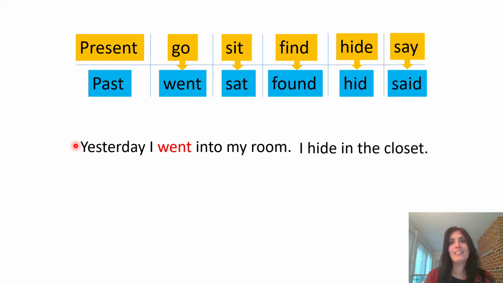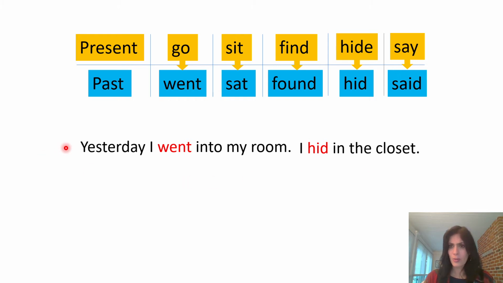Let's take a look at another example. This sentence reads, I hide in the closet. Here's our verb right here, hide. But we're still talking about what happened yesterday, so I can't use the present tense. Let me take a look up here. Oh, well, the past tense of hide is hid, so I need to change this word. Now my sentence reads this, I hid in the closet.